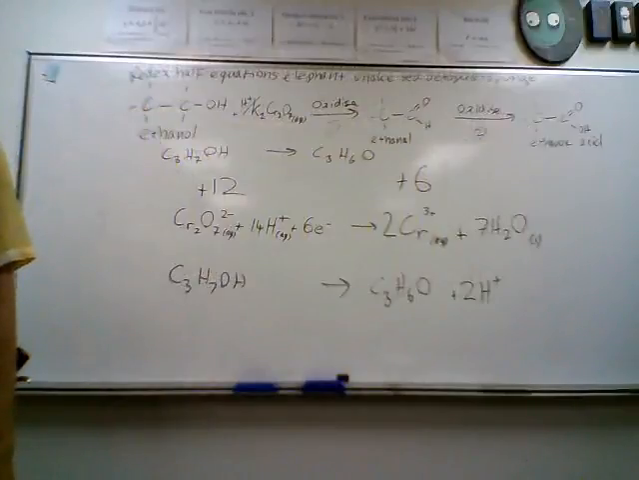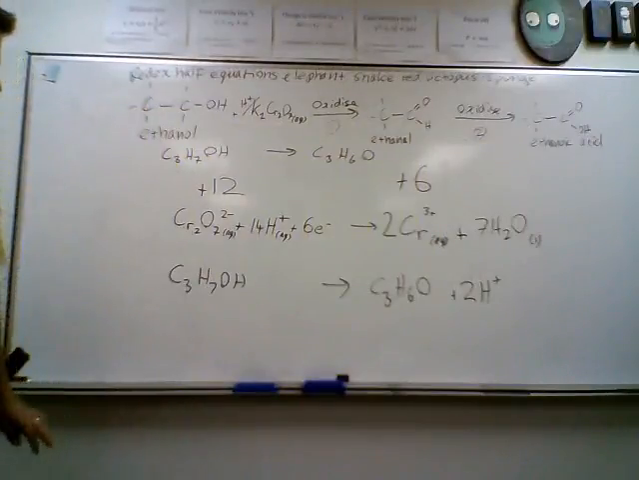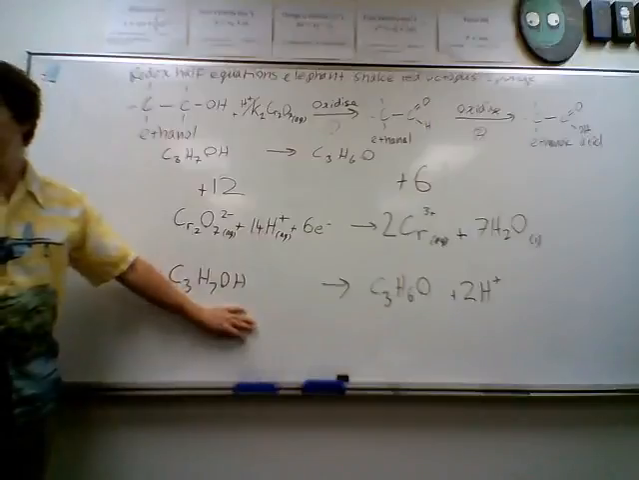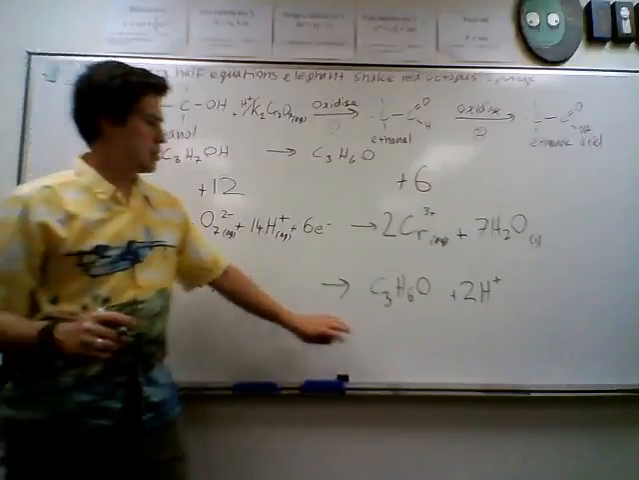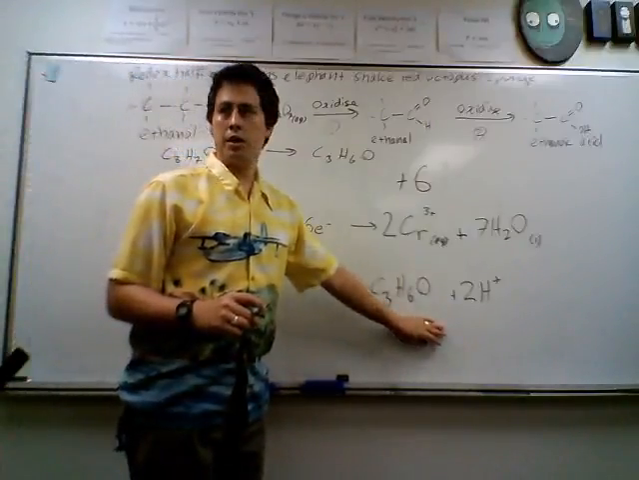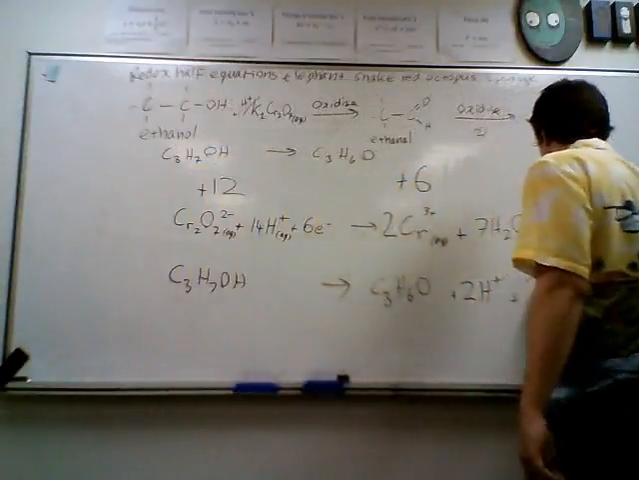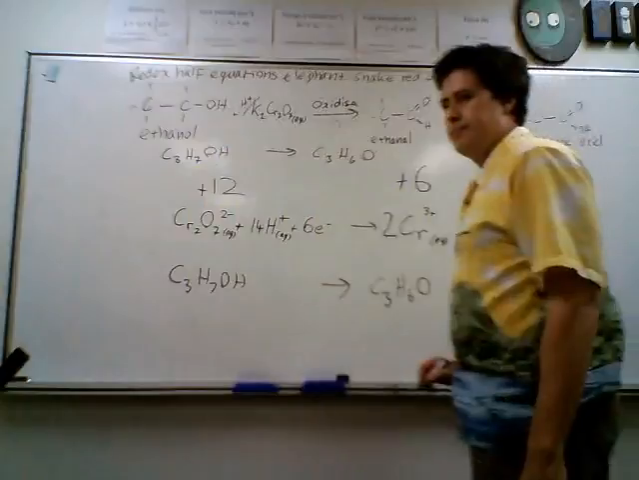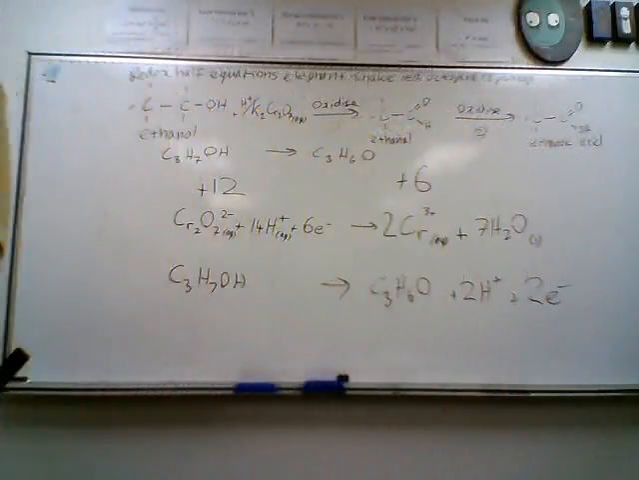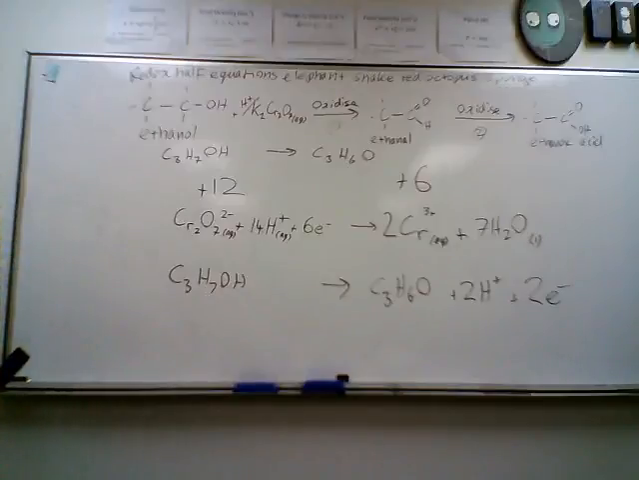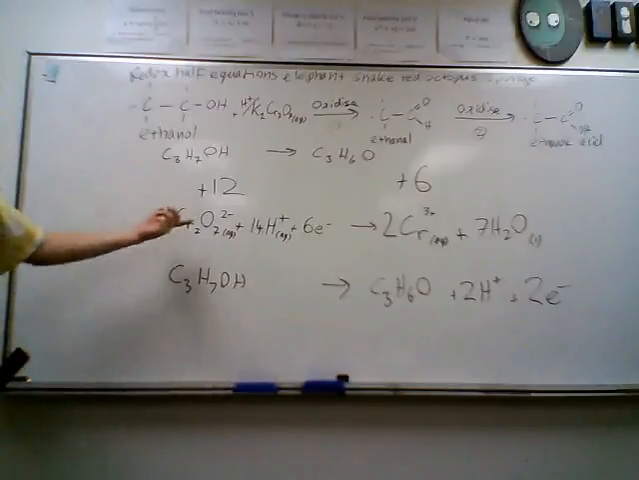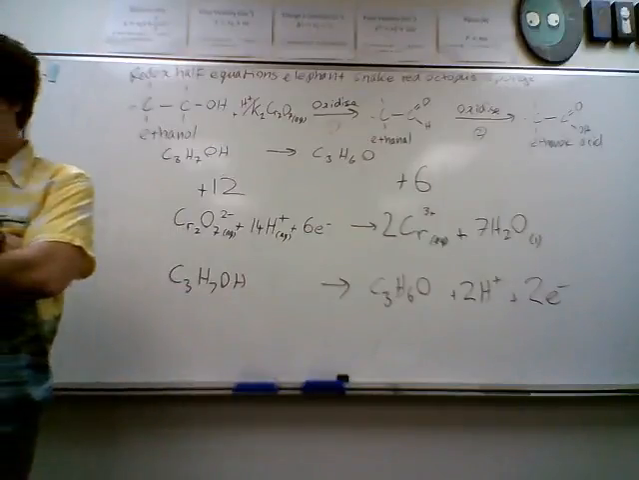Next step: balance the charge by adding electrons to the side with the highest total positive charge. What's the charge on the left? 0. What's the charge on the right? Plus 2. How do you go from 2 plus to 0? 2 electrons. Plus 2e minus. That is oxidation, because it's losing electrons. And the dichromate is an oxidizing agent, so it causes the primary alcohol, or in this case the secondary alcohol, to oxidize.